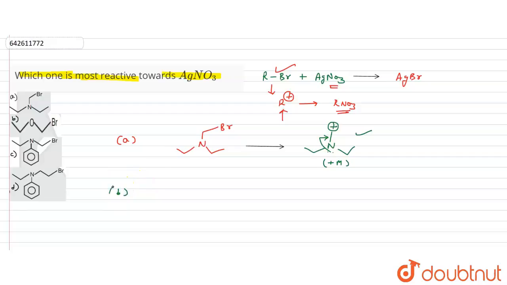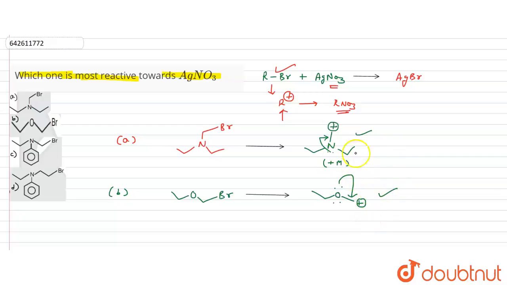If we talk about option B, there is oxygen over here, and there is bromine here. This is a simple ethyl group. When we carry out the reaction, first there is a formation of the intermediate, that means carbocation. Similarly, this is also resonance stabilized, back bonding stabilized because of the vacant orbital, so there is also a plus M effect. That means this also reacts very fast.